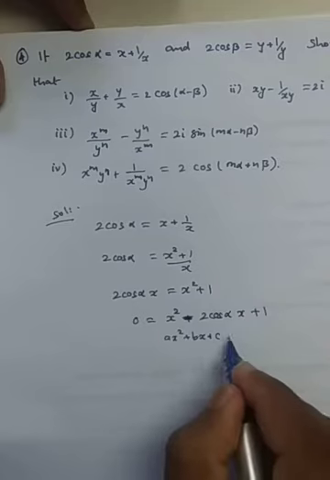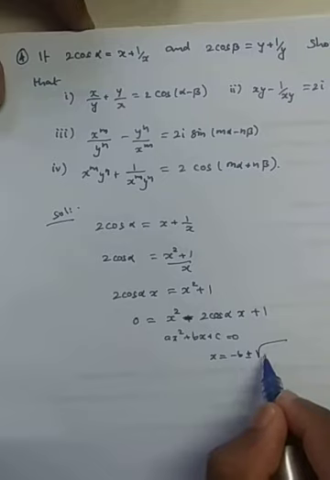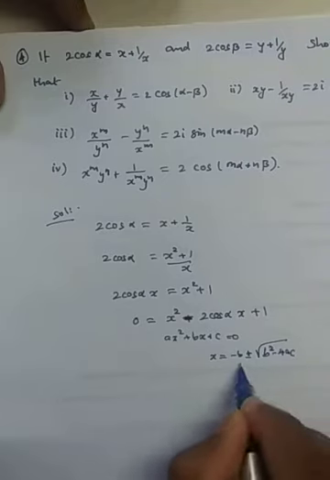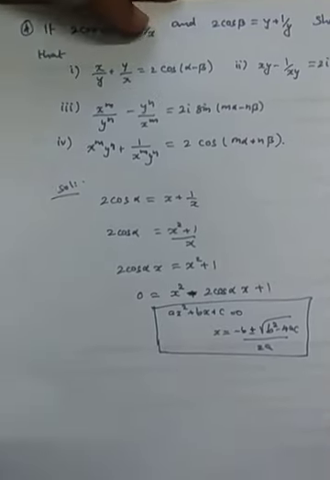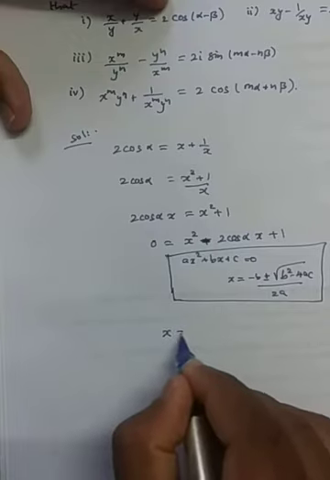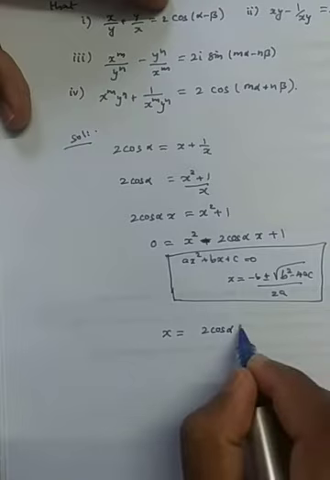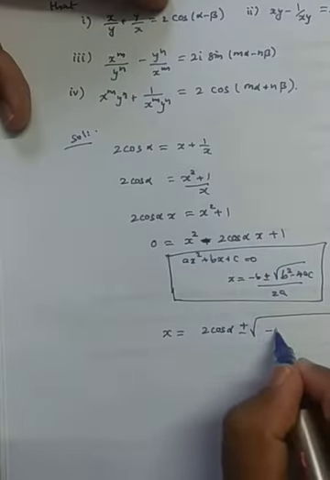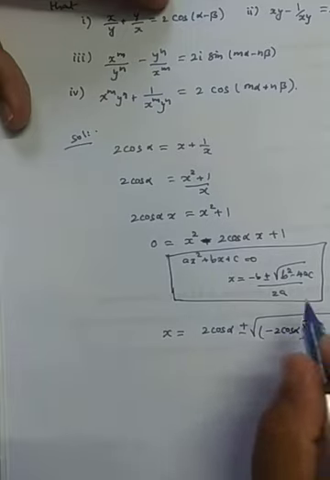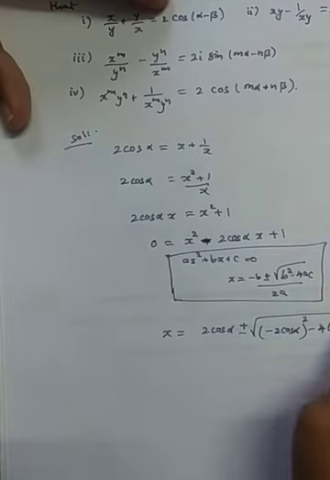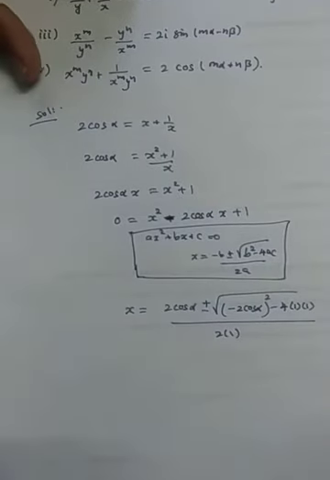Equal to 0. Then what is the root? x equals minus b plus or minus root of b square minus 4ac, divided by 2a. This is a formula we studied in 10th standard, so use it. What is the x value here? Minus b is minus of minus 2 cos alpha, plus or minus root of b square, which is minus 2 cos alpha the whole square, minus 4ac, where a is 1 and c is 1, so 1 into 1, divided by 2a, which is 2 into 1.